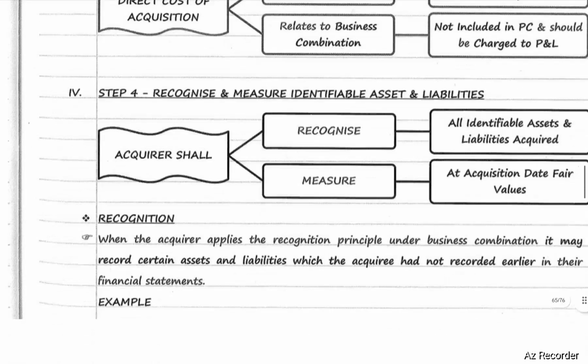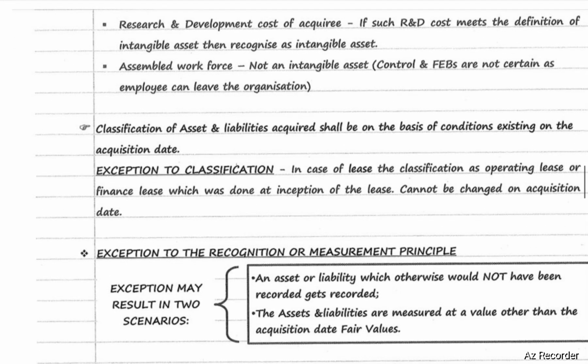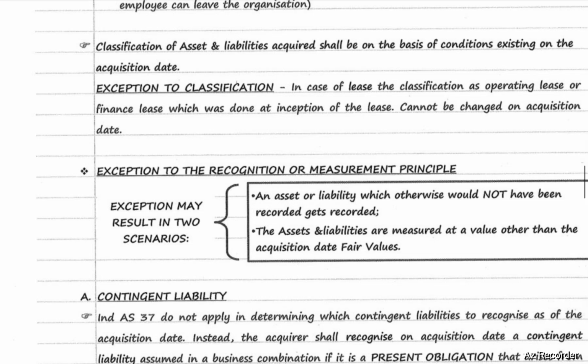Example, research and development cost of acquiree. If such research and development cost meets the definition of intangible assets, then recognize them as intangible assets as per Ind AS 38. Assembled workforce. It is not an intangible asset because control and future economic benefits are not certain as employee can leave the organization. Classification of assets and liabilities acquired on the basis of conditions existing as on date of acquisition.